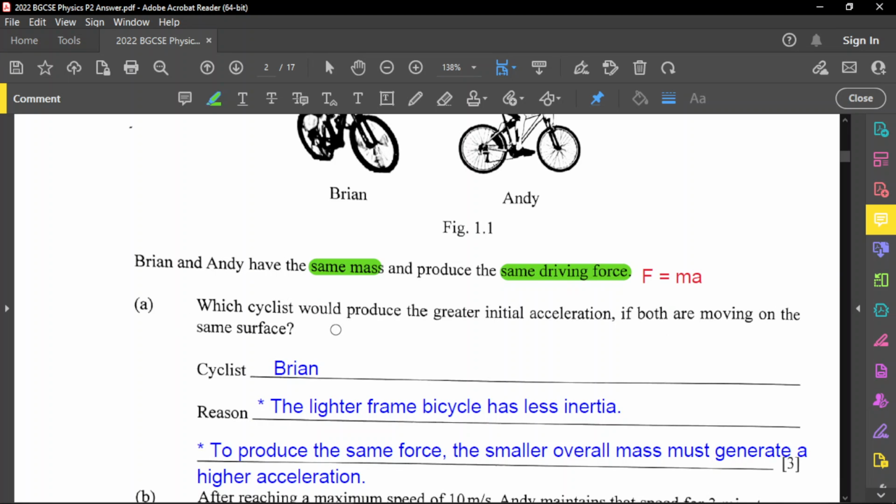Part A asks which cyclist would produce the greater initial acceleration if both are moving on the same surface, and that will be Brian. The reason for that is that the lighter frame bicycle has less inertia, and inertia is a resistance to motion. So a heavier bicycle or heavier mass will produce more inertia. Also to note, to produce the same force, the smaller overall mass must generate a higher acceleration, because mass is inversely related to acceleration. A point to note is that inertia is also explained by Newton's first law of motion.